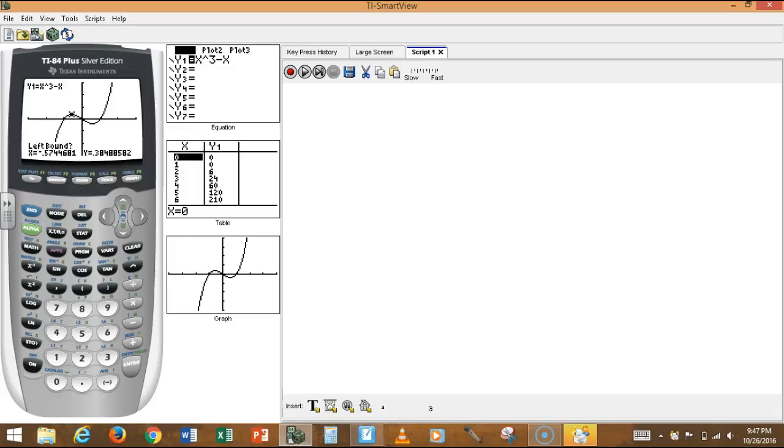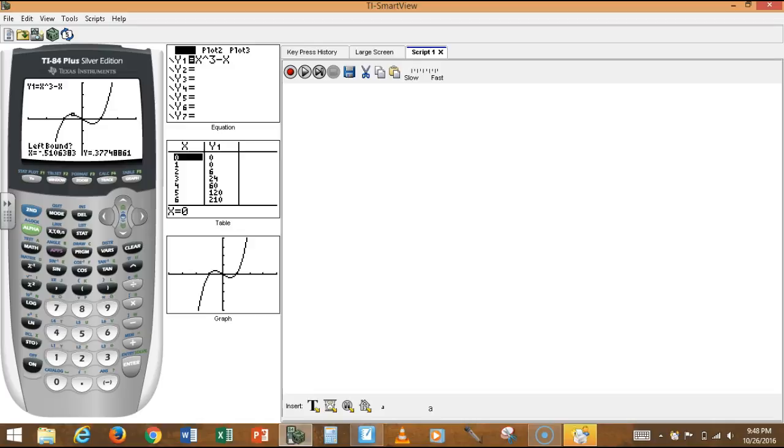Going from left to right, my graph is increasing. So the left bound, in that case, is going to be below the x-axis. I'll push enter. My right bound on this first x-intercept, this first zero, is going to be above the x-axis. So if I push enter again, my first zero of this graph where it crosses the x-axis is an x value of -1. If I go through that same process, number 2 to 0, now I want to find this one where it crosses, appears to be at the origin.